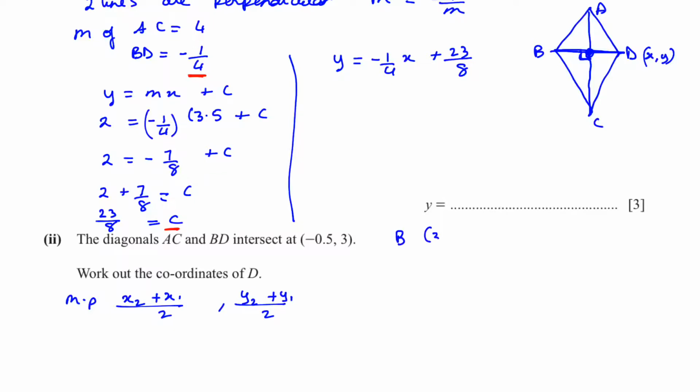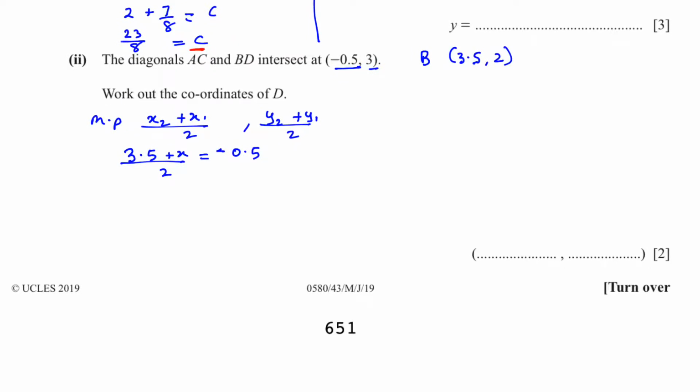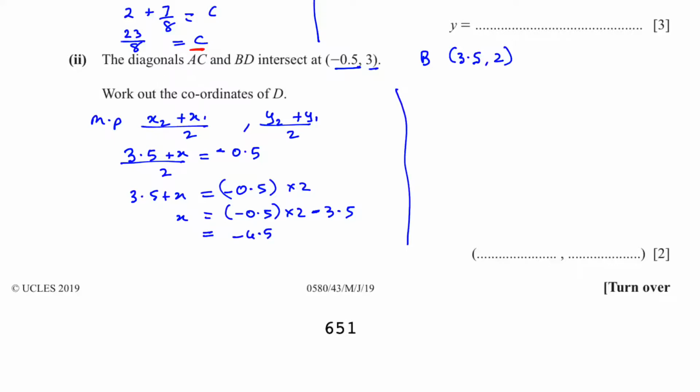B has been given to us, it is (3.5, 2). We don't know x, but we know the value of the midpoint. So this is your x value and this is your y value of the midpoint. So we can write it as (3.5 plus x) over 2 is equal to -0.5. If we cross multiply, we will get 3.5 plus x is equal to -0.5 multiplied by 2. Bring the 3.5 to the other side, it will become -3.5, and we will get -4.5. The same way we are going to do for y.